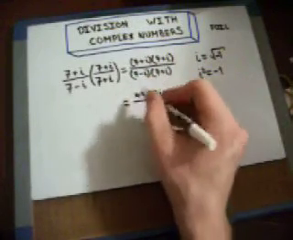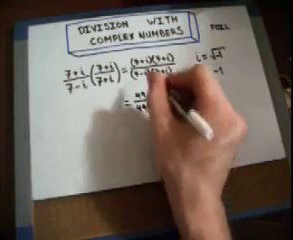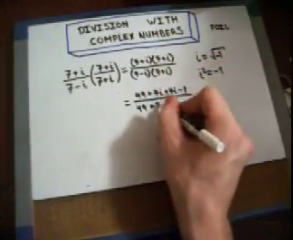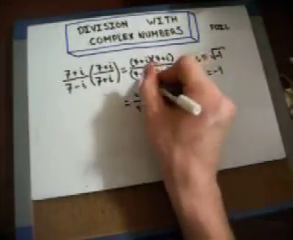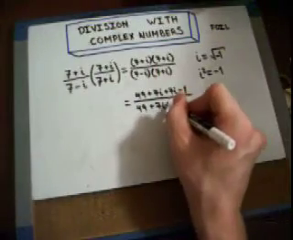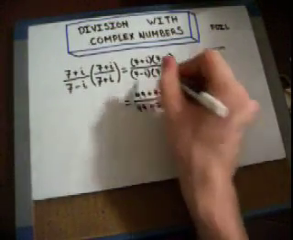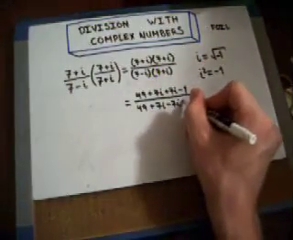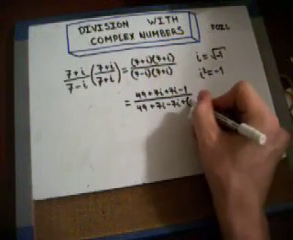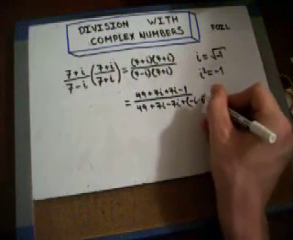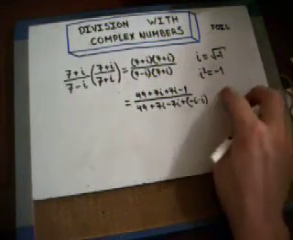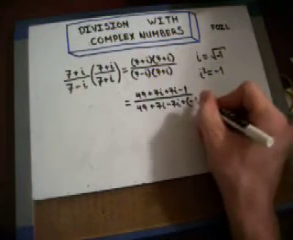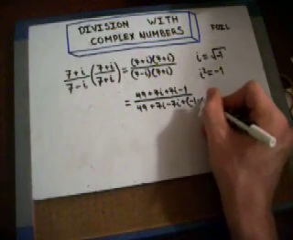7 times 7, that's just going to equal 49. 7 times I, that's going to equal 7i. Negative I times 7, that's going to equal negative 7i. And negative I times I, well, let's think this one through a bit. I'm going to expand this. Negative I, I'm just going to think of as negative 1 times I.